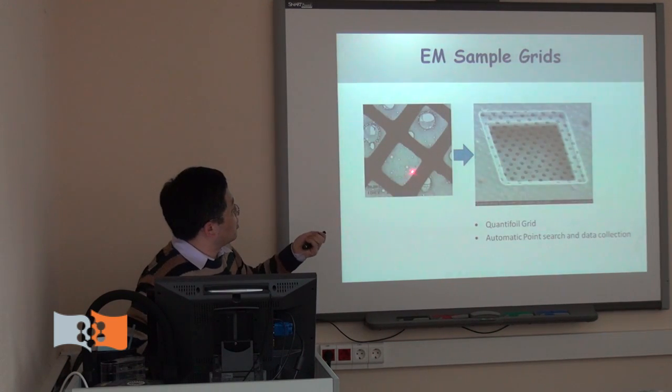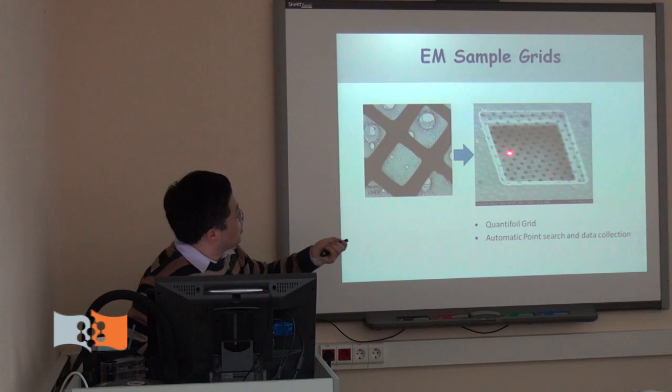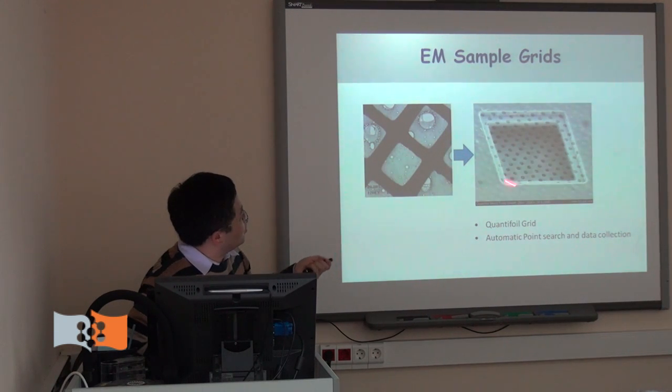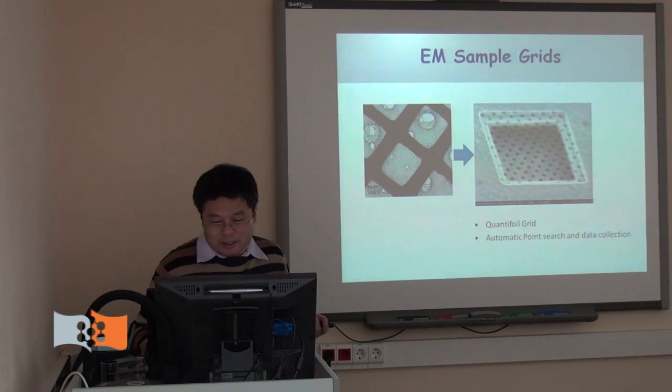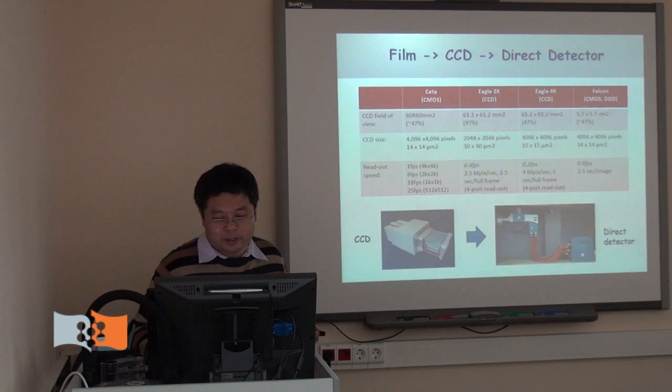Now this is a holey grid. We developed a new grid with very regular holes. With this, you can do automation. After you collect an image in one hole, you can just go to the next hole, one by one. Now you can collect the images automatically.